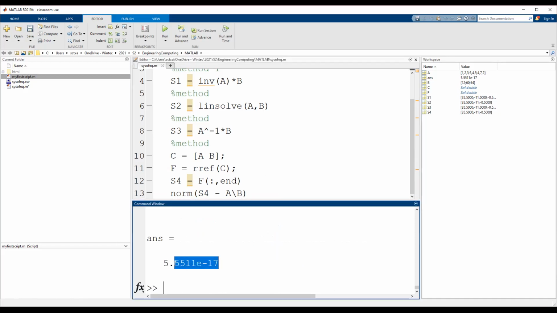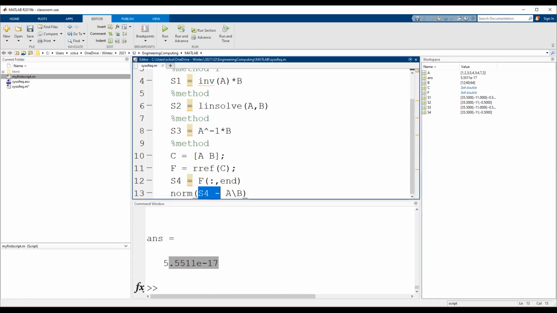Okay, it's a very small number. That means this is a different solution and the solution S4 and this matrix, you can see this difference is very small. So this S4 matrix is very accurate. So this norm gives an indication about this matrix magnitude. This magnitude of this matrix should be minimum. Then we call it more close to the actual answers. Okay, thank you very much for watching.